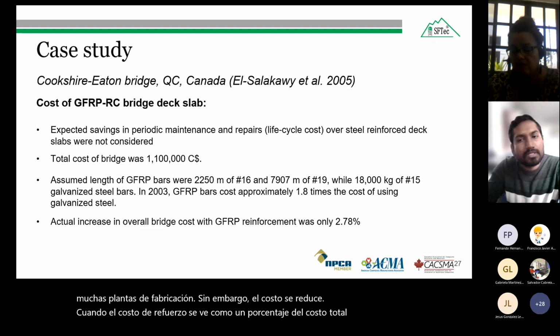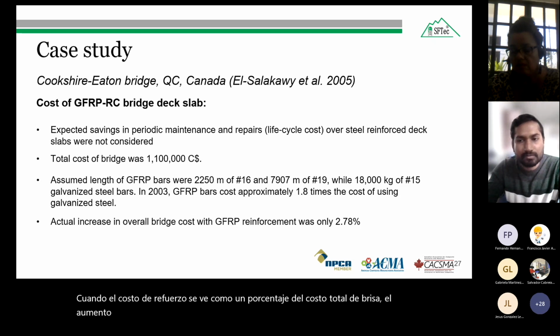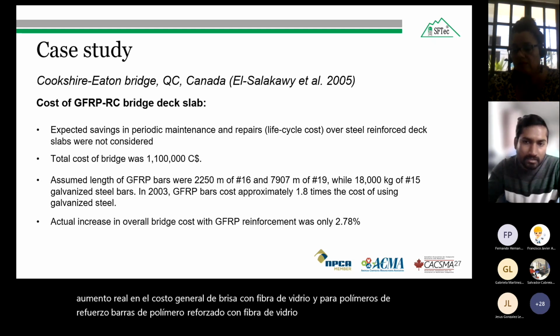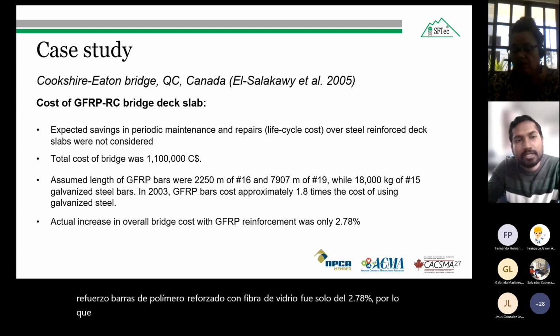However, when reinforcement costs are viewed as a percentage of total bridge cost, the actual increase in overall bridge cost with glass fiber reinforced polymer bars was only 2.78%. So in 2003, the exceeded amount was only around 3% more than the steel bar.